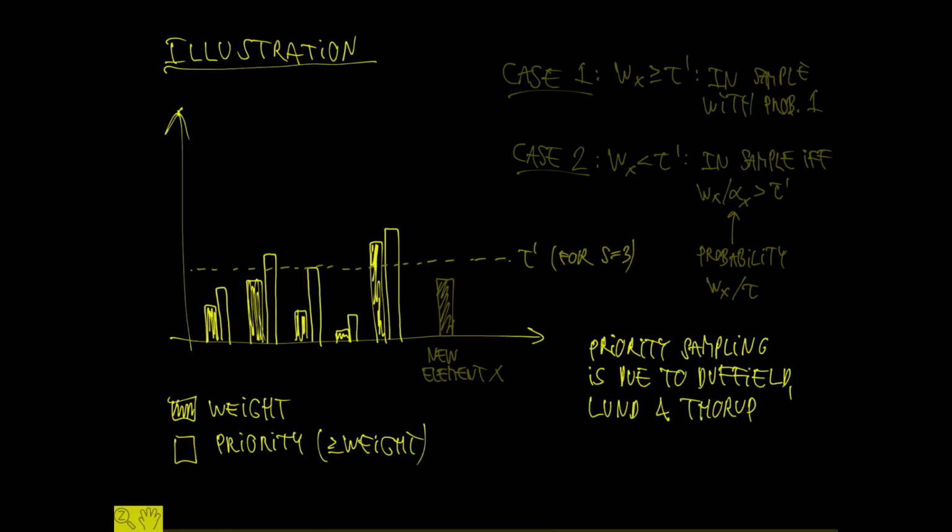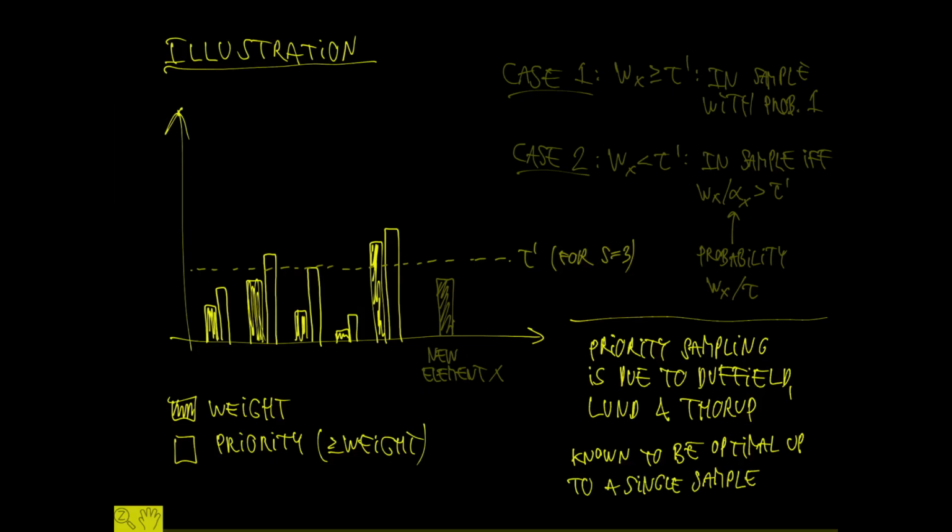Priority sampling is due to Duffield, Lund and Thorup, the latter two of which are Danish, and Mikkel Thorup is even a professor at University of Copenhagen, so you may know him from other courses. It's known to be optimal up to a single sample, in the sense that a priority sample of size s plus 1 is at least as good as a weighted random sample of size s.